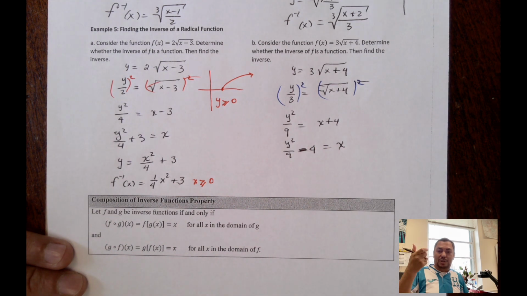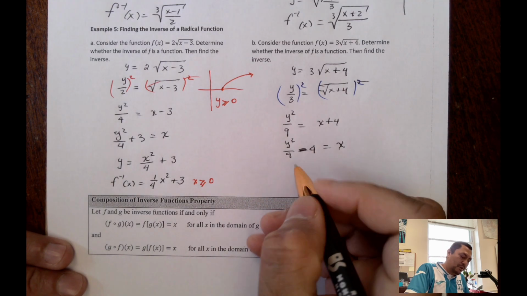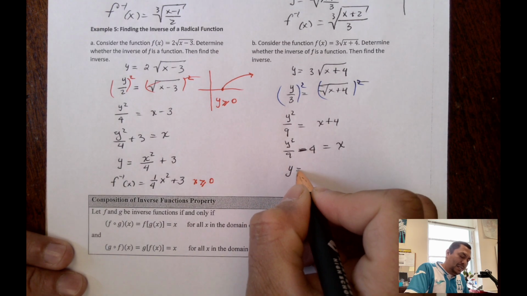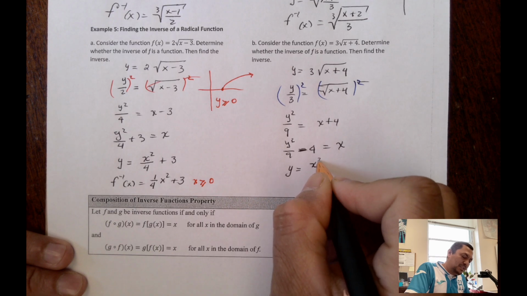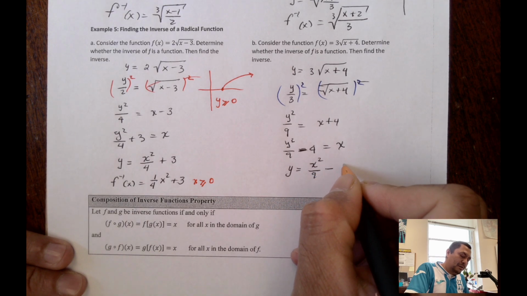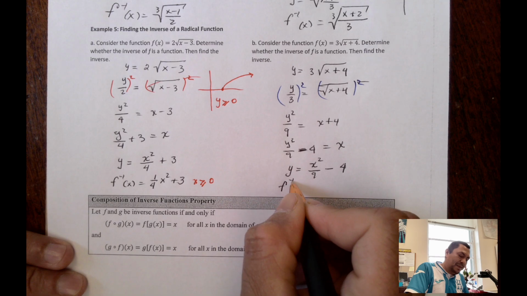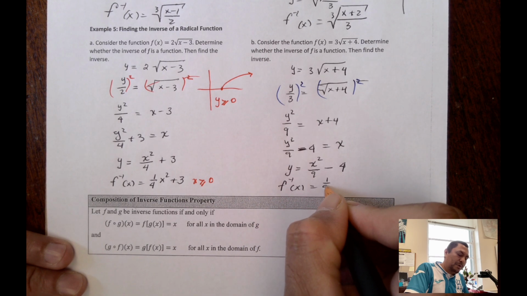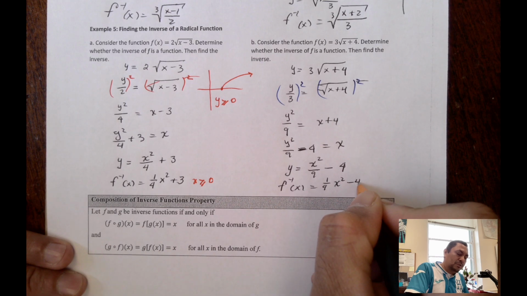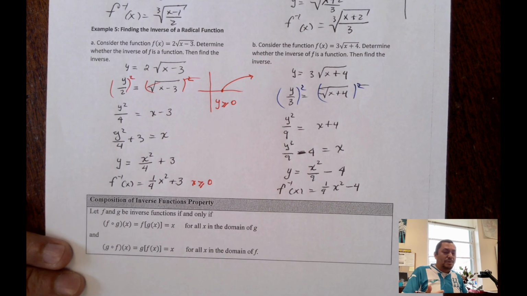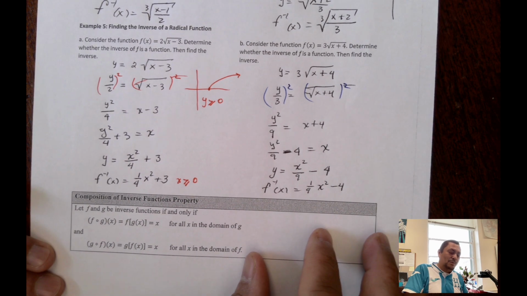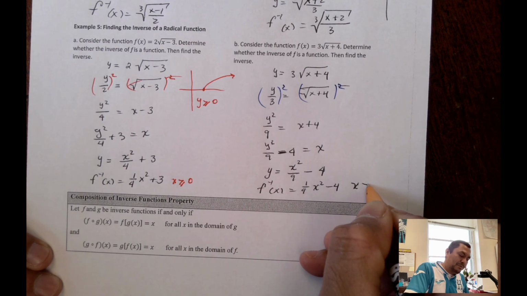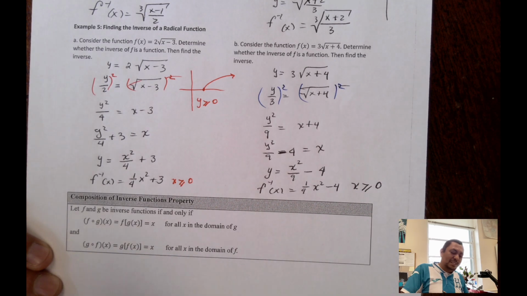I'm going to switch the variables and interchange the position of the equations. So I have y equals x squared over 9 minus 4, or f inverse of x equals 1 over 9 x squared minus 4. And remember, if we do this one, my domain is also restricted. x has to be greater than or equal to 0.